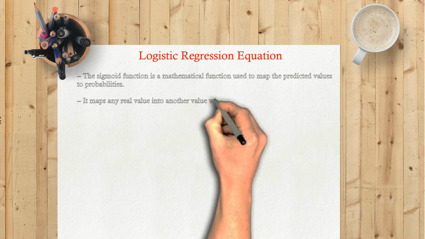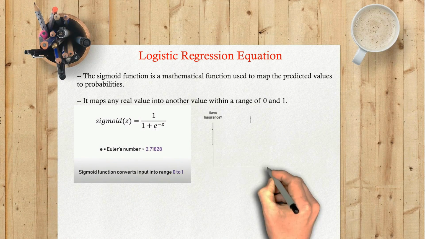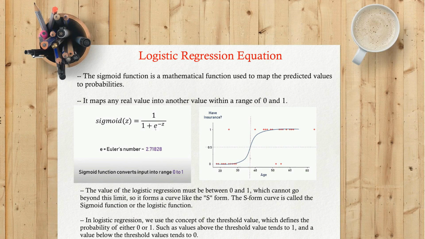Logistic regression equation. The sigmoid function is a mathematical function used to map the predicted values to probabilities. It maps any real value into another value within a range of 0 and 1. The value of the logistic regression must be between 0 and 1, which cannot go beyond this limit, so it forms a curve like the S-form. The S-form curve is called the sigmoid function, or the logistic function. In logistic regression, we use the concept of the threshold value, which defines the probability of either 0 or 1. Such as values above the threshold value tend to 1, and values below the threshold value tend to 0.